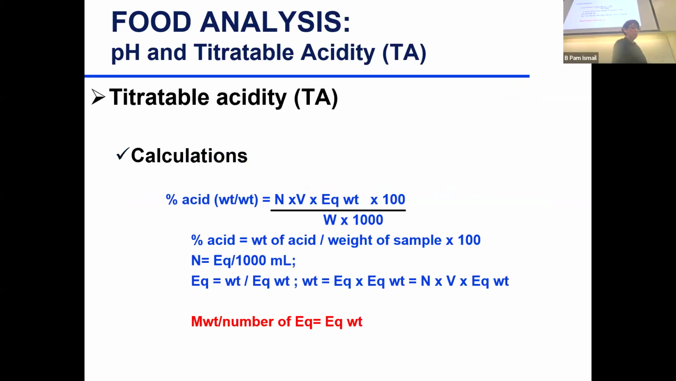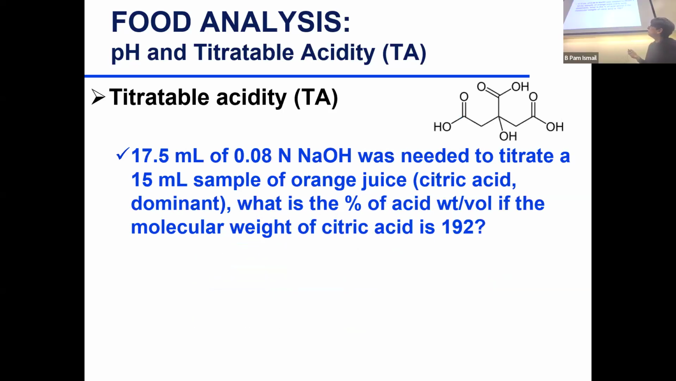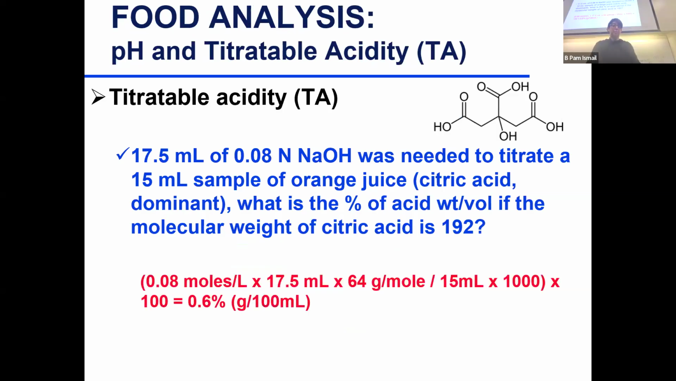This is the equation, right? Normality times the volume of the titration, we divide by 1,000 because the volume is in milliliters and you need to convert it to liters, times the equivalent weight, times 100. And the sample volume is the one that was given to you, which is 15 ml. So what do we get? Yep, which is 0.6%.